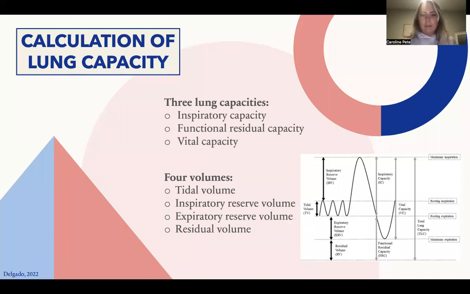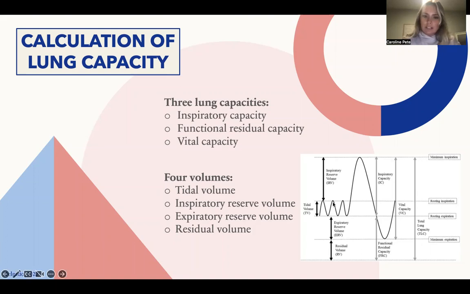Total lung capacity can be calculated by measuring the 3 lung capacities: inspiratory capacity, functional residual capacity, and vital capacity. Inspiratory capacity is the maximum amount of air that can be inhaled after reaching the end of a normal exhale. Functional residual capacity is the amount of air that stays in the lungs after a normal exhale. And vital capacity is the maximum amount of air that can be exhaled after a deep inhale.